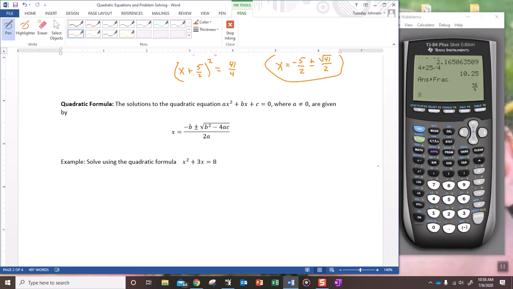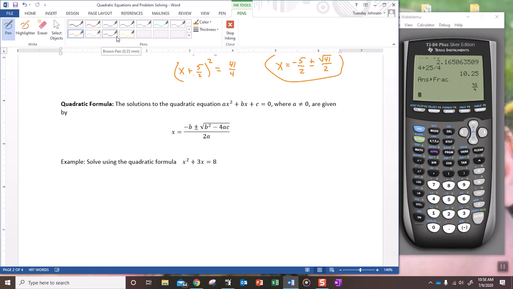Now, factoring works on the nice ones, the nice ones that can factor easily and nicely. And some people don't think anything factors nicely, and that's all right. Solving by completing the square only works out if you have things set up well. Quadratic formula works every single time.